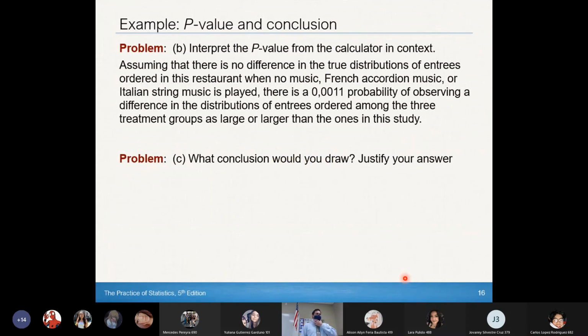Okay, we want to interpret the p-value from the calculator in context. That is different than writing a conclusion. We're asked to interpret the p-value in context.